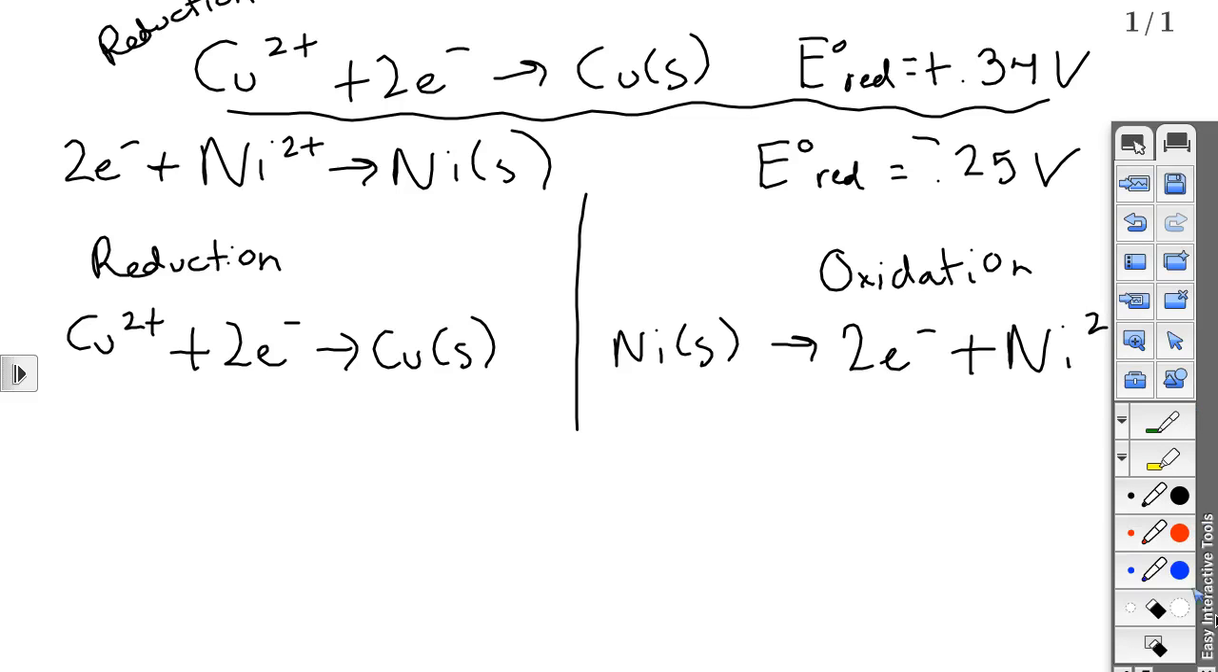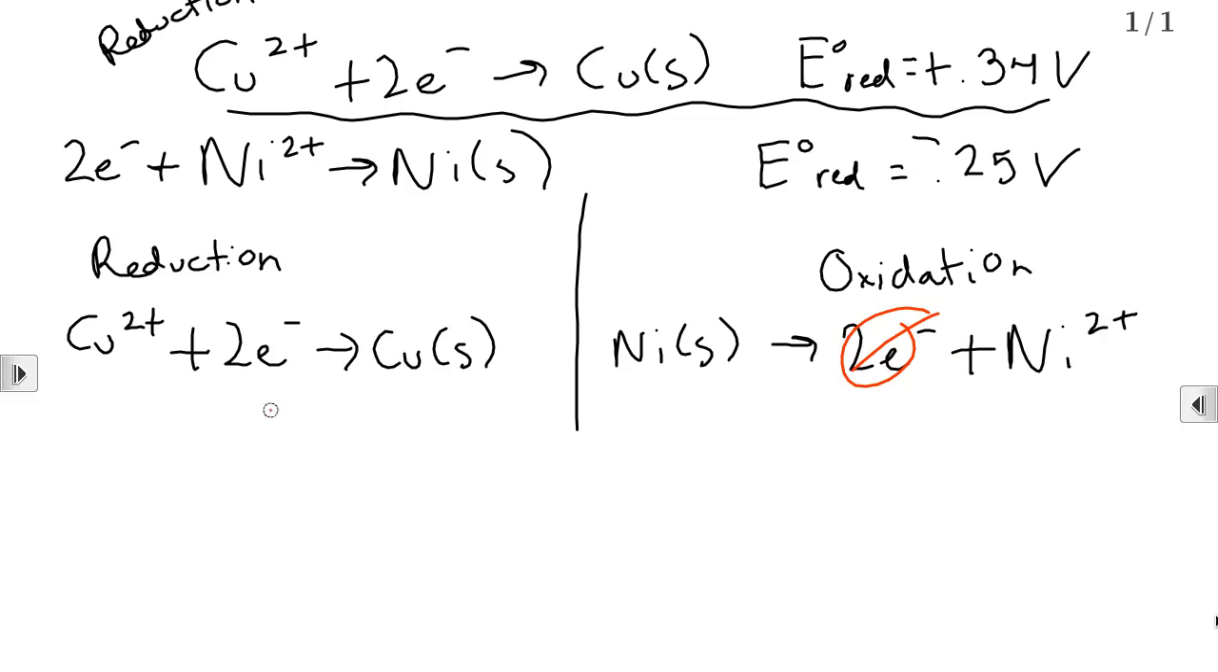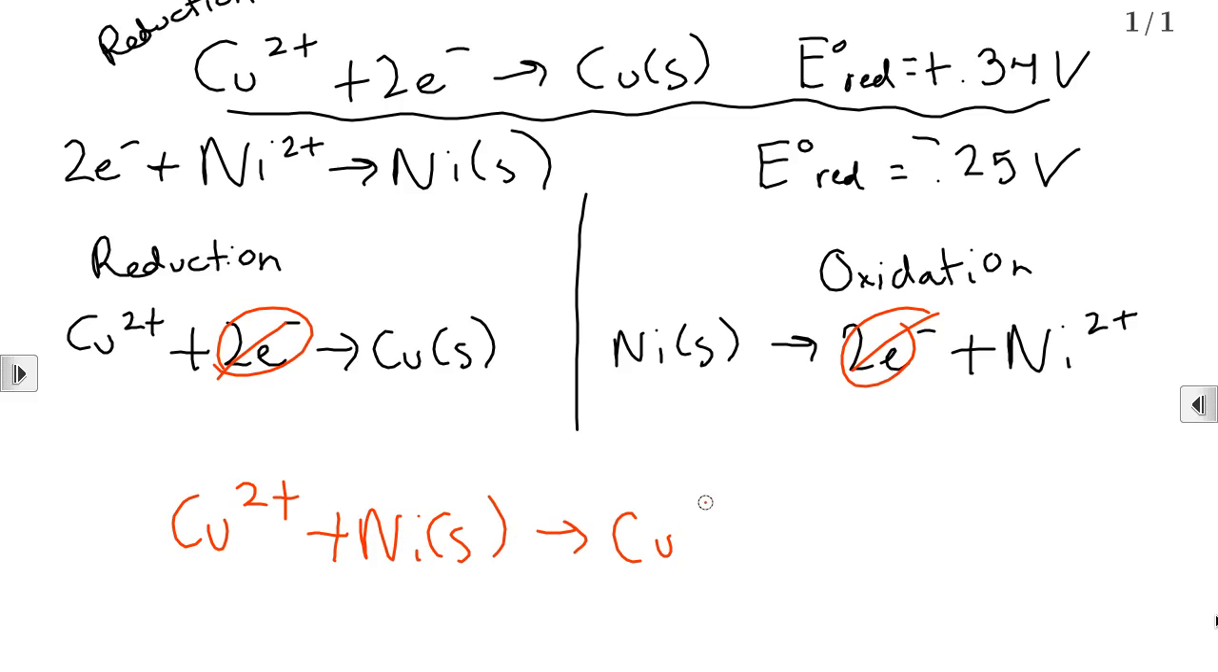So now I can rewrite them together. And I see that my 2 electrons cancel. So I'm going to go ahead and take this out. That one's on the product side. That one's on the reactant side. And now I can write my overall redox reaction. Now I'm going to check my charges to make sure I got 2 pluses and 2 pluses. I have 1 nickel, 1 copper, 1 copper. I'm done. Okay. Now, what is the electrical cell potential?